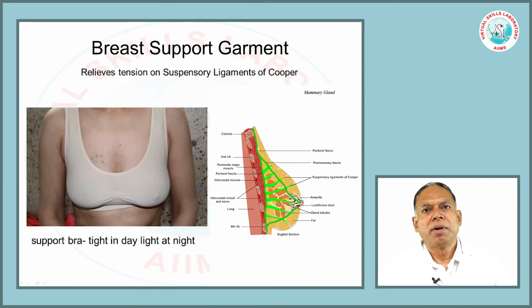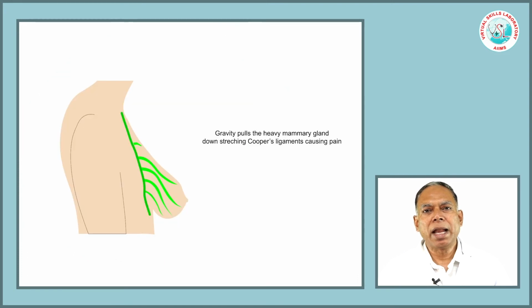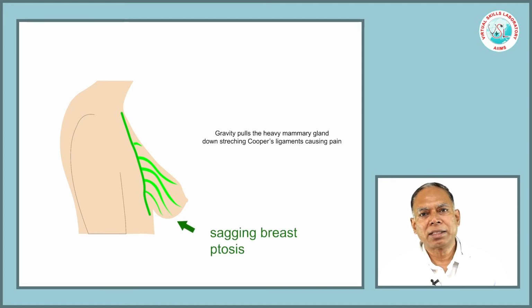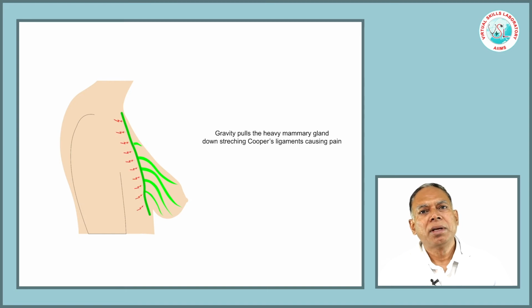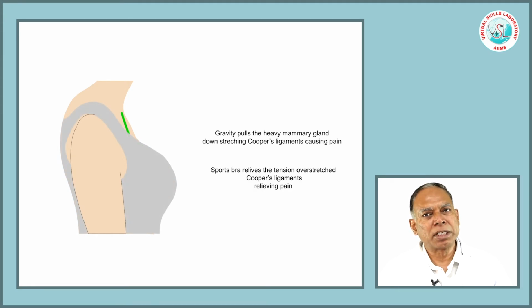In a lady endowed with a large mammary gland, which is typically seen after breastfeeding 1 or 2 children, the breast tissue sags and there is some degree of ptosis here. Due to heavy weight, these Cooper's ligaments are pulled by gravity, stretching the pectoral fascia and the pain nerve endings attached to this part of the fascia and muscle. An appropriately fitting sports garment relieves the overstretched Cooper's ligaments and relieves the breast pain.